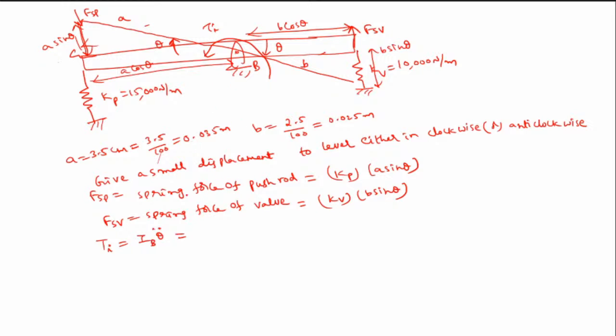That is equal to Ib, they have already given the value. So let us keep it like this. Now take the moments of all the forces about B equal to 0. So now Ti is anti-clockwise, plus FSB into B cos theta, so this is also anti-clockwise, plus FSB into A cos theta.